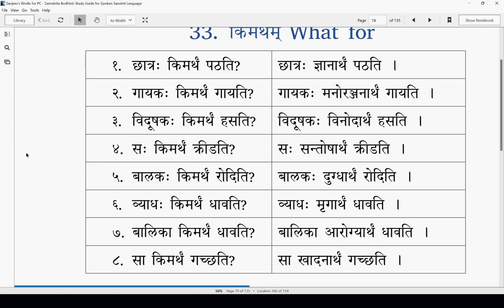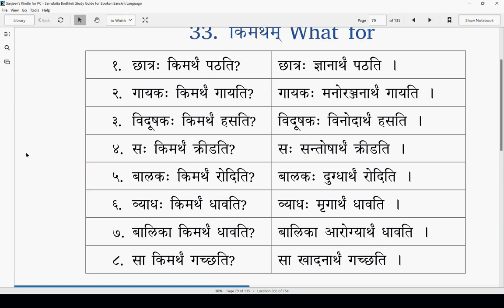Dhanyavadah. So here what we have: kimartham pathati, kimartham gayati. I hope you all know this kriyapadam, right? Pathati, gayati, hasati, kridati, roditi, dhavati, gacchati. We already know.